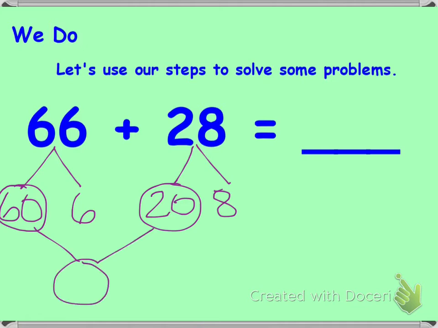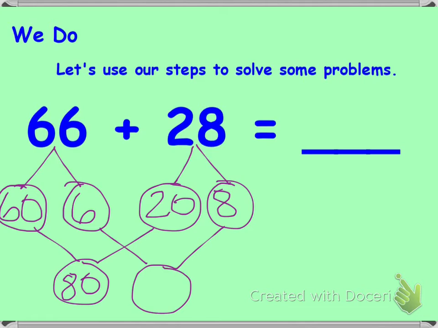So let's add 60 and 20 together. Well, 6 tens plus 2 tens. What is 6 tens plus 2 tens, or 6 plus 2? Well, that's 8. So 8 tens is 80. Then we have to add our ones together. 6 ones plus 8 ones. Well, I'll put 8 in my brain and count on. 8, 9, 10, 11, 12, 13, 14. Now you have to add 80 plus 14 together and figure out what that equals.